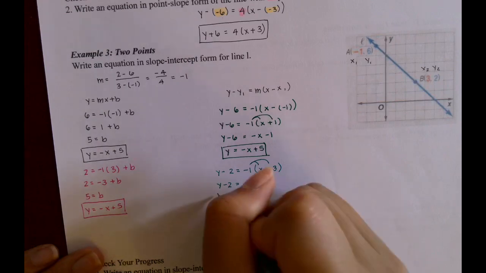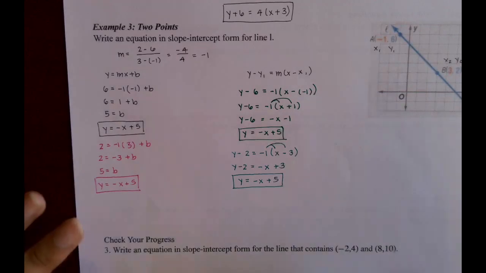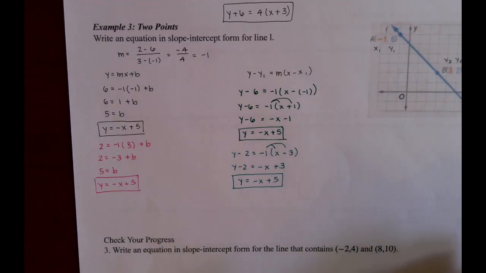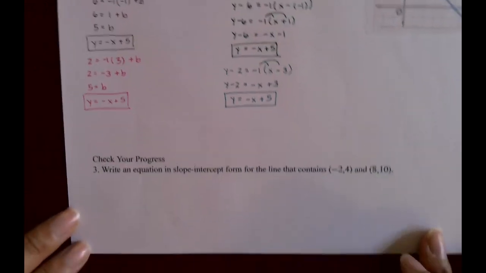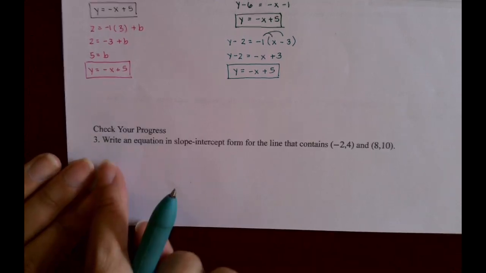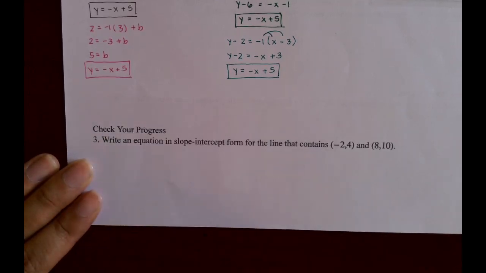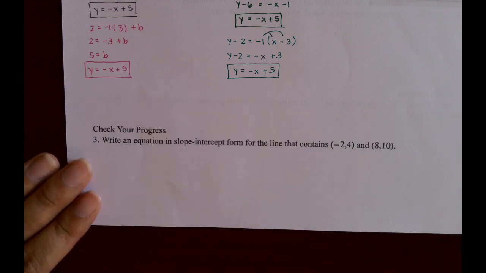And as you can see, whichever way I do it, it works as long as I'm following the math rules and the formula rules. Okay? So there you go. You don't have to do it in every single way that I did. Just whichever way you choose, that's fine. And here you're going to write an equation in slope-intercept form for the line that contains (-2, 4) and (8, 10).